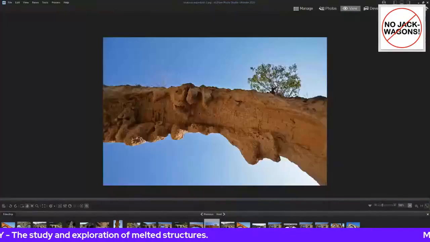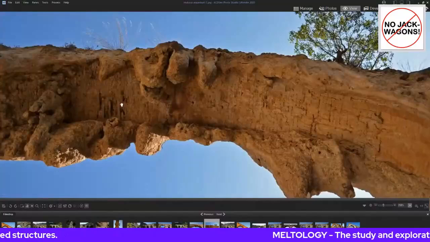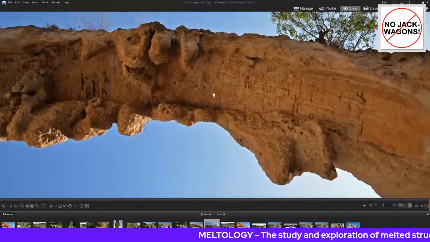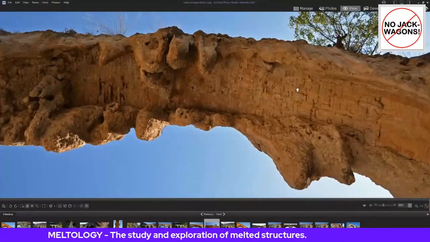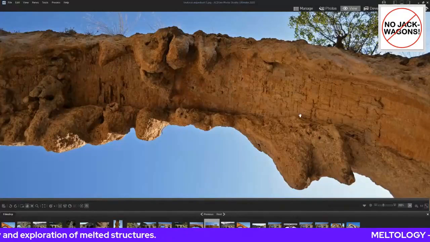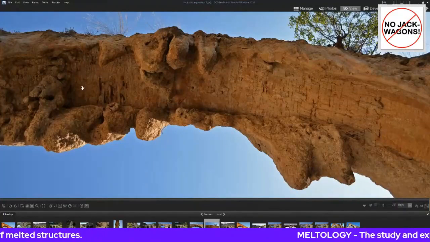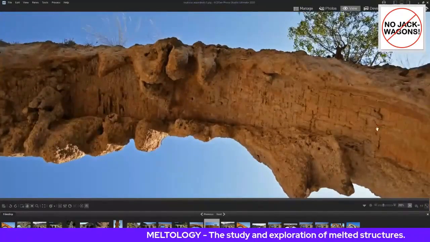This is amazing stuff right here. Yes. Guys, if you can, share this out everywhere you can, because this is 101 Meltology right here. Yes. You can see the dripping running down this rounded formation. That is amazing. And you can still see all the bricks.